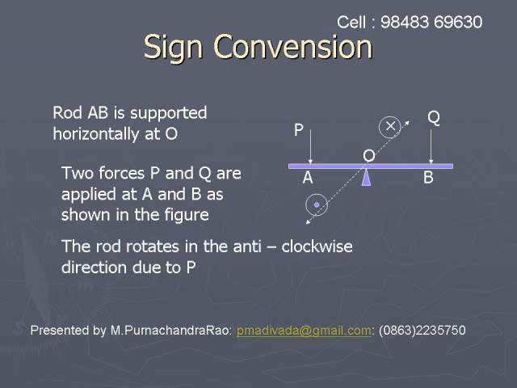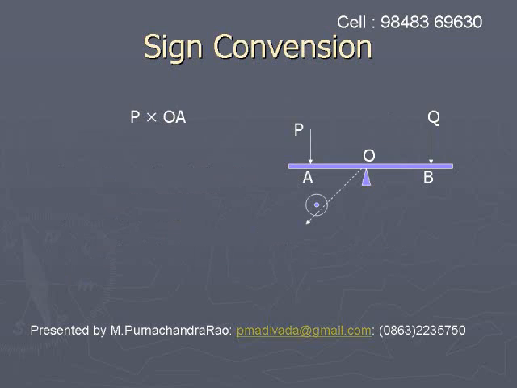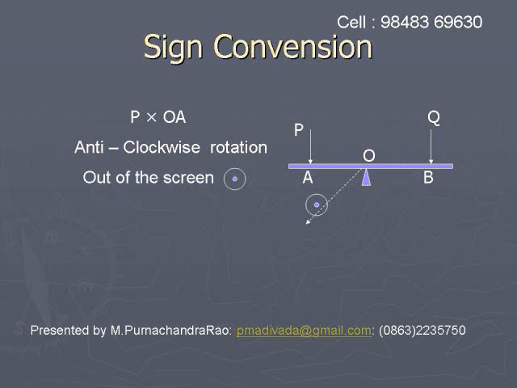Now, due to these two forces, P and Q, two torques are produced. The torque due to the force P is P into OA. This is the magnitude. The direction of this torque will be out of the screen, shown by a downward arrow. We have to imagine it to be perpendicular to the rod and out of the screen. It is indicated by a dot in a circle. This is the symbol used for the direction of torque out of the screen.